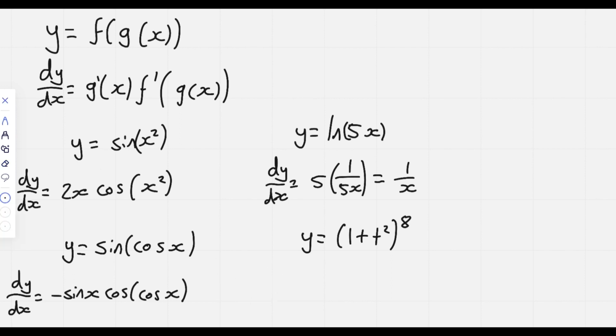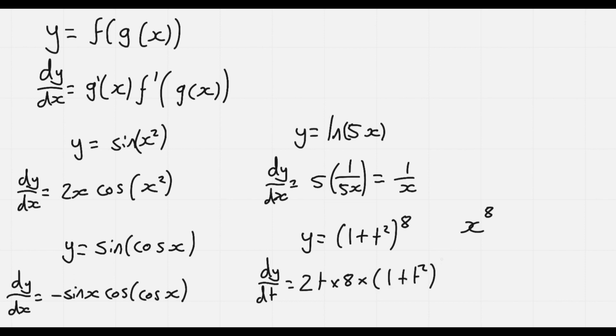Finally, we've got a quite complicated thing. I've also got a t, so when I differentiate, I'm going to get dy dt. So you can sort of imagine this is x to the 8. This is our function. But first of all, we differentiate the inside. That becomes 2t. We then differentiate the outside too. The 8 comes down. But it now becomes 1 plus t squared to the 7. Inputting the original back in, decreasing the power. It's a power rule in disguise.